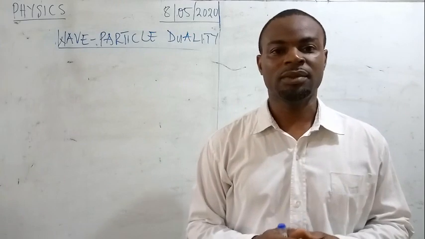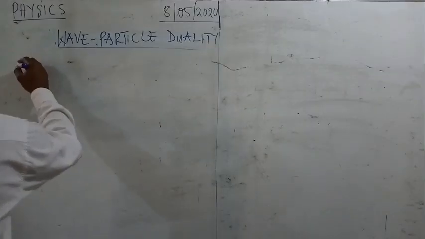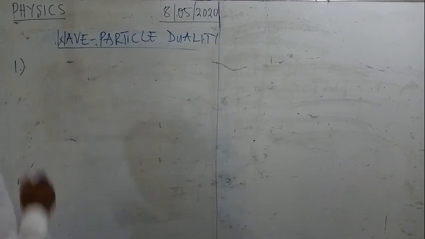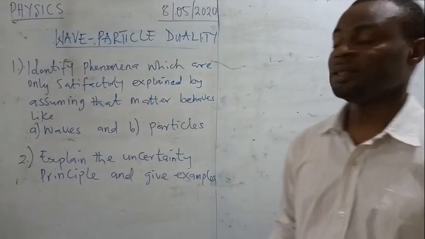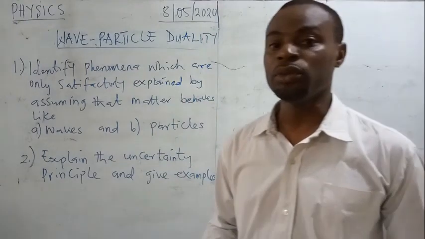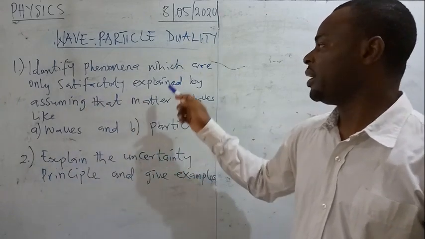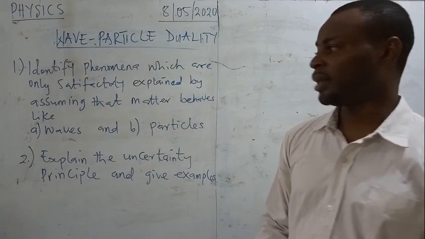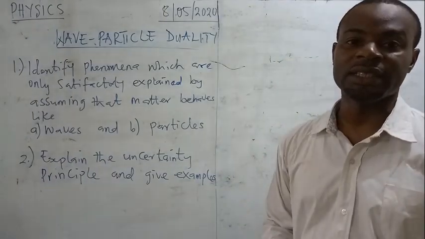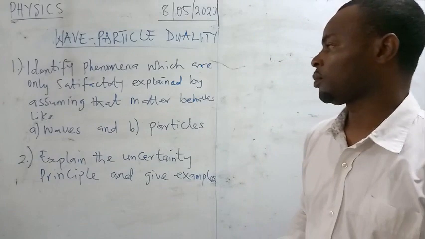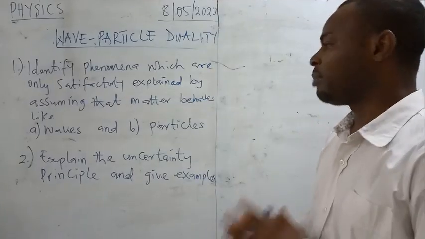At the end of this lesson, all the students should be able to, number one, identify phenomena which are only satisfactorily explained by assuming that matter behaves like A, waves, and B, particles. Number two, explain the uncertainty principle and give examples. Now, let's look at the phenomena that we can rightly explain by assuming that matter behaves like wave.